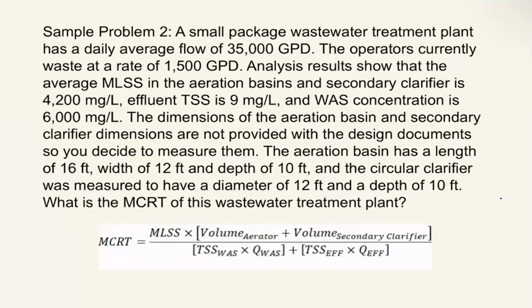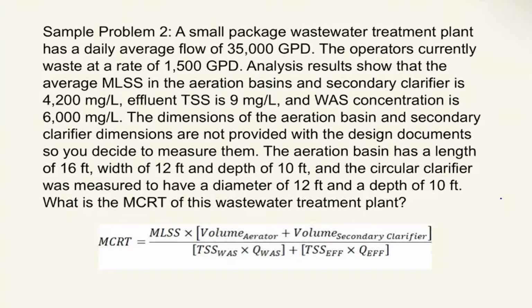Our next problem will involve calculating the MCRT when the volume of the aeration basins and the clarifier are not explicitly given and instead must be calculated from the dimensions measured. So this problem reads, a small package wastewater treatment plant has a daily average flow of 35,000 GPD. The operators currently waste at a rate of 1,500 GPD. Analysis results show that the average MLSS in the aeration basins and the secondary clarifier is 4,200 milligrams per liter. The effluent TSS is 9 milligrams per liter, and WAS concentration is 6,000 milligrams per liter.